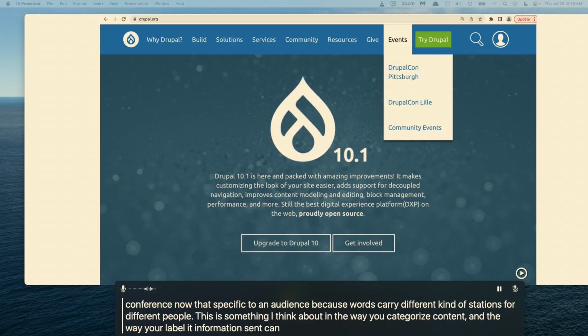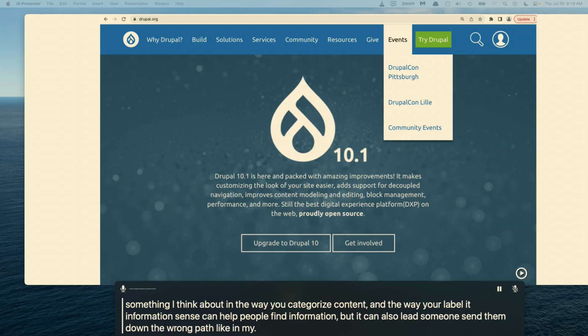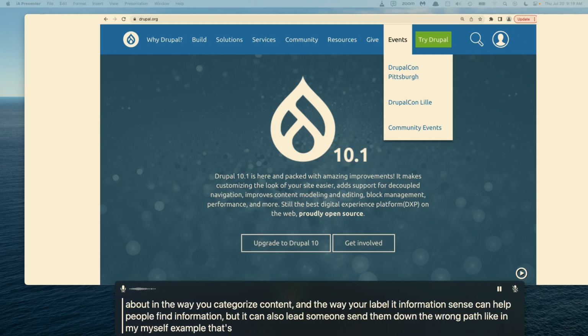Information scent can help people find information, but it can also mislead someone and send them down the wrong path, like in my Mass Health example. Mass Health had the right information scent, even though I really needed something else.